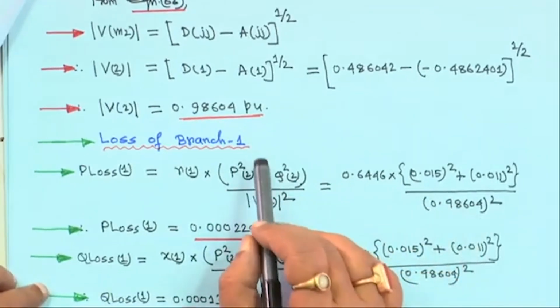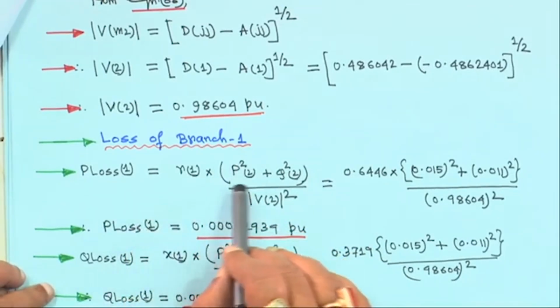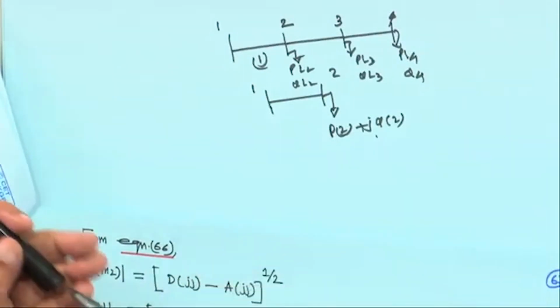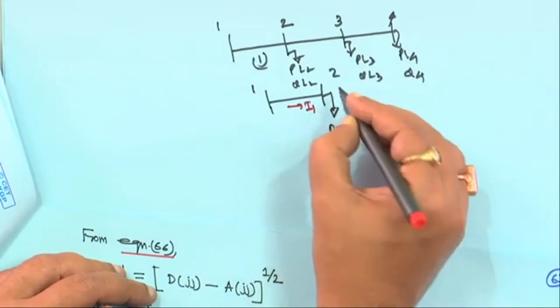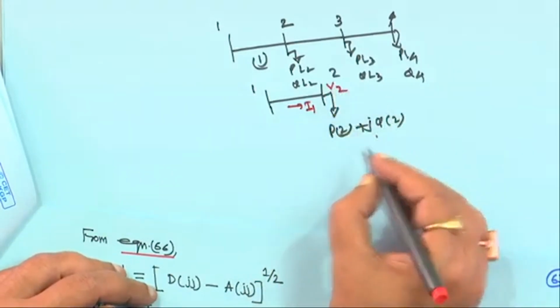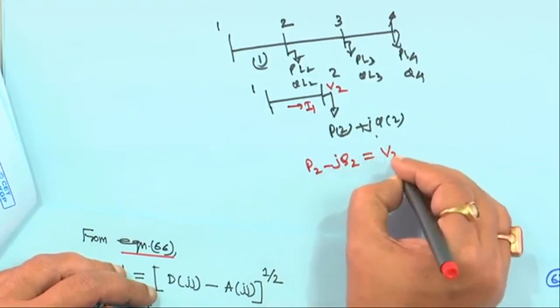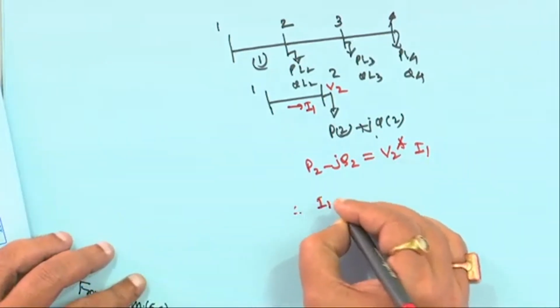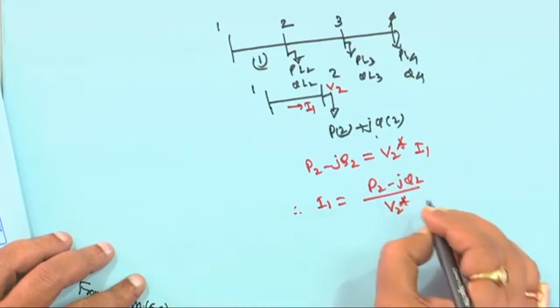Now, once V2 is obtained, the loss of branch 1, that is P loss 1, is R1 into (P square 2 plus Q square 2) upon V2 square. This also I have showed you, right, how to calculate the losses. So, in this diagram, this is the current I1 and this is the voltage magnitude V2. This already I have explained, but once again I am showing P2 minus jQ2 is equal to V2 conjugate into I1, right. Therefore, I1 is equal to (P2 minus jQ2) upon V2 conjugate.